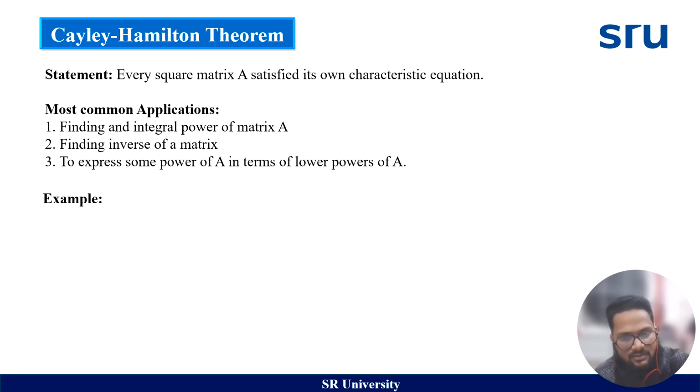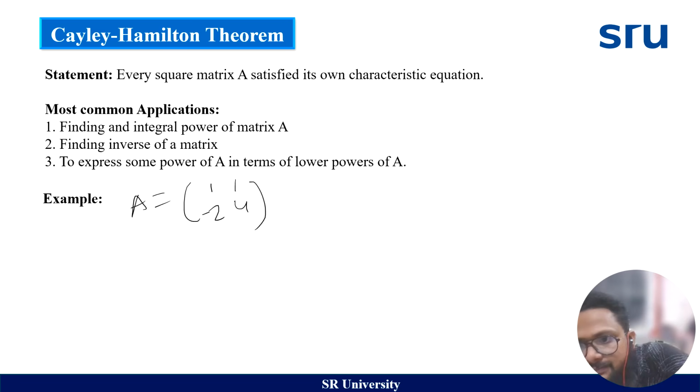First we should verify whether the Cayley-Hamilton theorem statement is correct. I'll give an example to verify that the characteristic equation of a square matrix is satisfied by the matrix itself. We'll take a simple example of a 2 by 2 matrix A, suppose (1, 1; -2, 4). Now, the very first thing we have to do is calculate the characteristic equation of this.